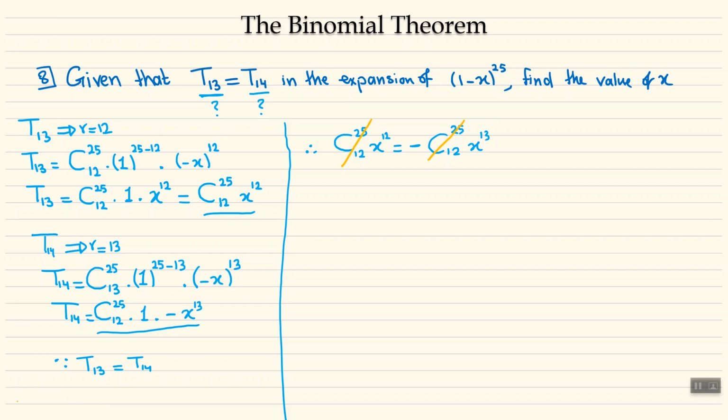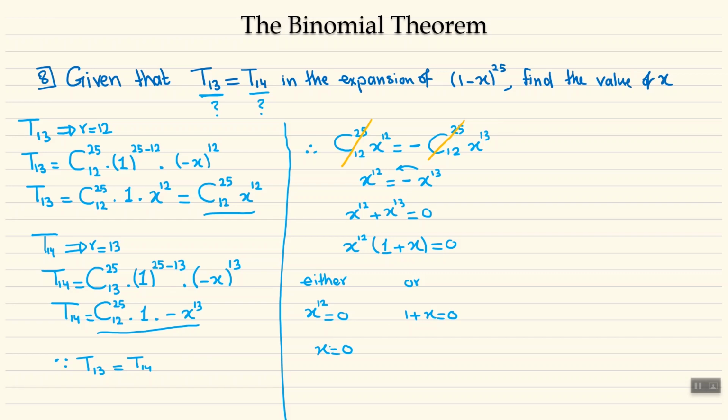So what do we get now? We will get x to the power of 12 equals minus x to the power of 13. Let's transpose them into one side. So x to the power of 12 plus x to the power of 13 is equal to 0. Take x to the power of 12 as a common factor. So what do we still have? We still have 1 plus x equals 0. Either x to the power of 12 equals 0, or 1 plus x equals 0. So either x is equal to 0, and in this case this answer is rejected, and we will see now in a while why it is rejected, or x is equal to, move this here, so x is equal to minus 1.